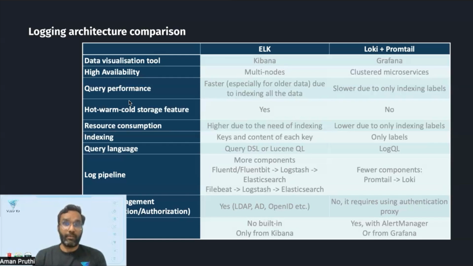Query performance is faster for EFK, especially for older data, because all the data is being indexed, right? But for Loki and Promtail, it is only indexing the log labels. So the query performance is a little slower, but not by very much. So this talks about the index lifecycle policy.